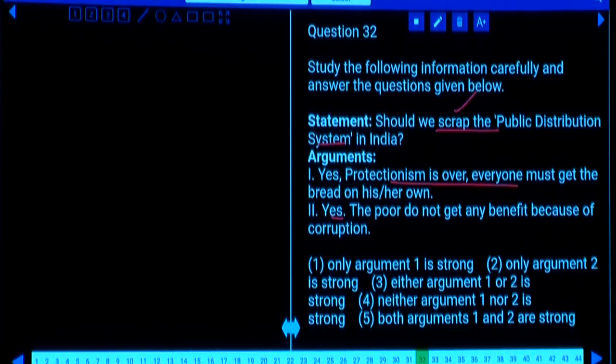Then what is the first one here? Protectionism is over. Everyone must get the bread on his or her own. Is he talking about whether we should scrap this system or not? Nothing has been described about the public distribution system in statement 1. And in the second one, the poor do not get any benefit because of corruption. Is he talking anything regarding the corruption? No. Hence neither 1 nor 2. That is choice 4. Question number 32, choice 4.